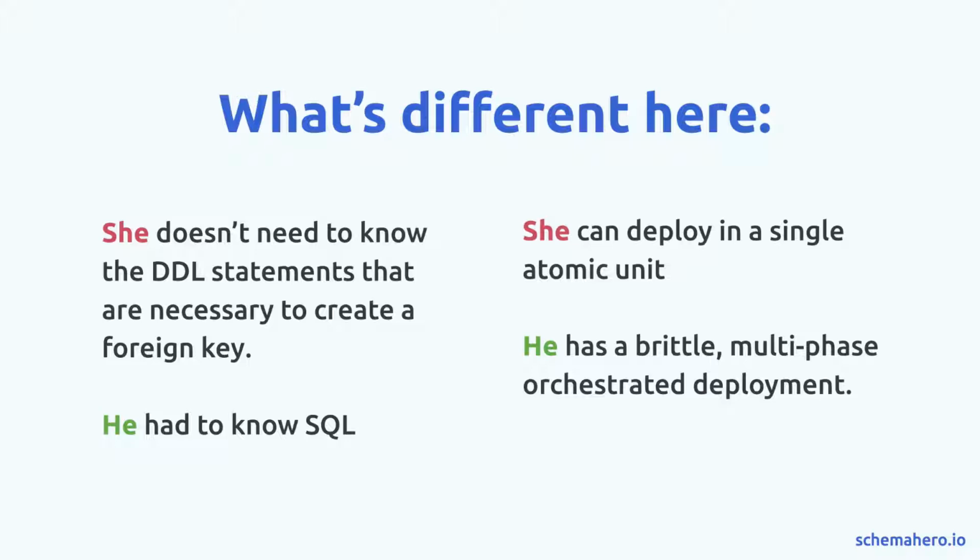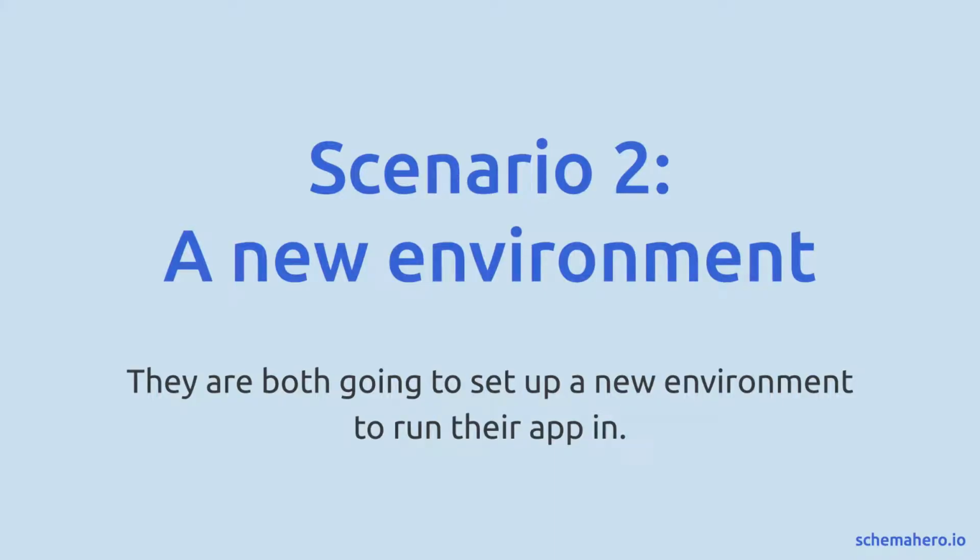Another difference is that our Django developer just deploys everything in a single atomic unit as one commit. And our Java developer deploying to Kubernetes using Liquibase in a custom job has a brittle multi-phased orchestrated deployment. He has to deploy that schema, monitor it, and then deploy his application change separately.